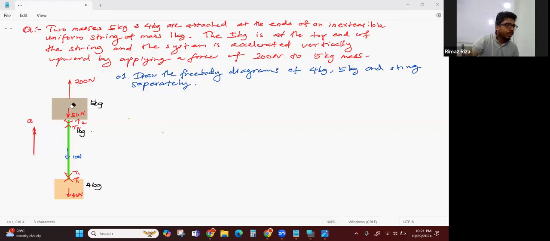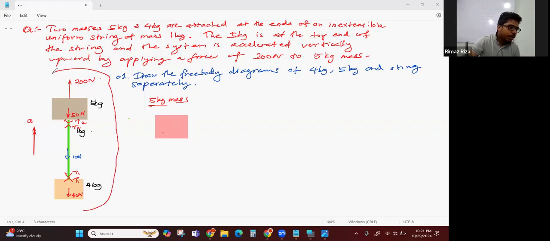Okay, so here I will start with the 5 kilogram mass. For this, I have to draw only the 5 kilogram mass, because I'm drawing the free body diagram of 5 kilograms, right? By the way, this here is actually the free body diagram of the system. I have marked all the forces in the system. So this is the free body diagram of the system.